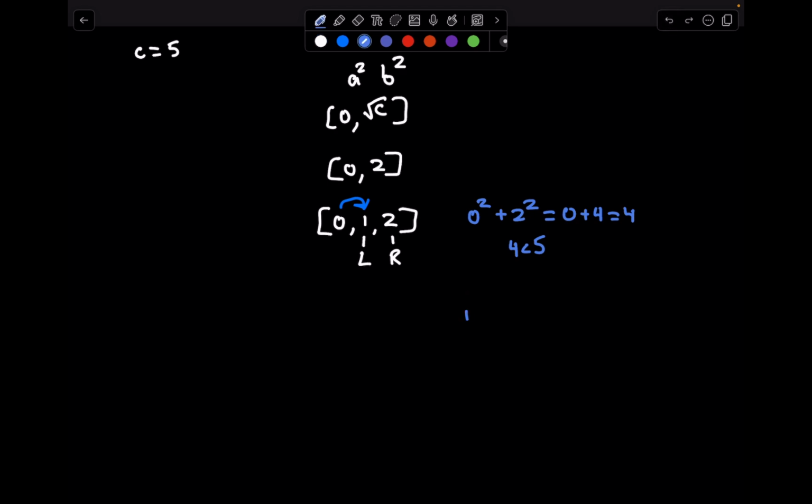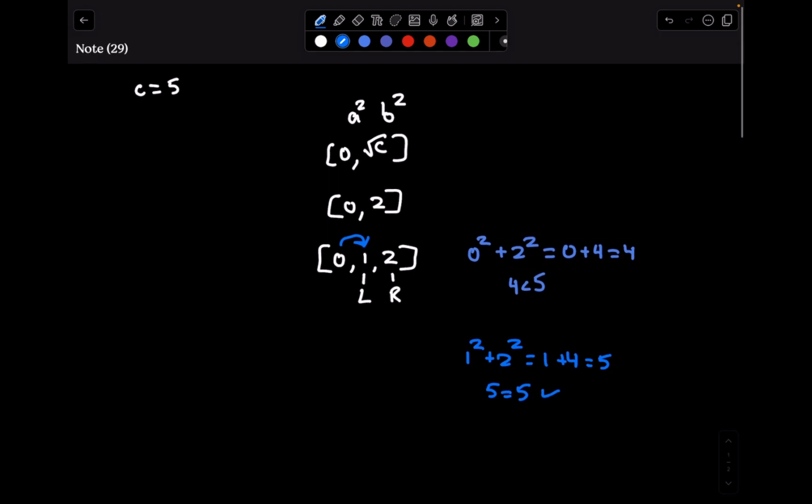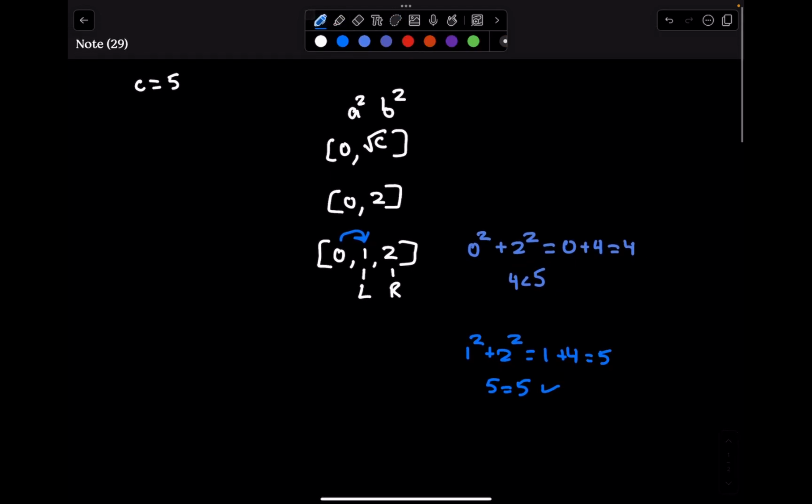Let me change the color. So now we have 1 squared plus 2 squared, which is equal to 1 plus 4, which is equal to 5. And 5 is equal to 5, which was our value of c. So perfect. Now we reach the value c and we return true. This is going to be our search space: 0 to the value of radical c. And then on top of that, we're going to use a simple 2-pointer method.